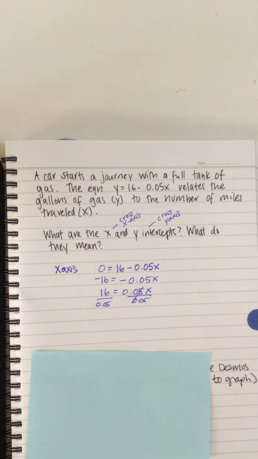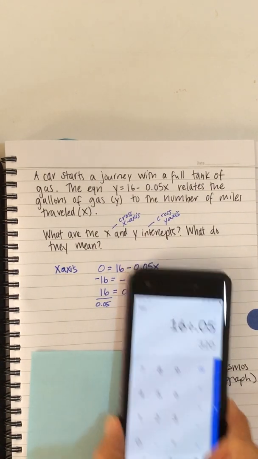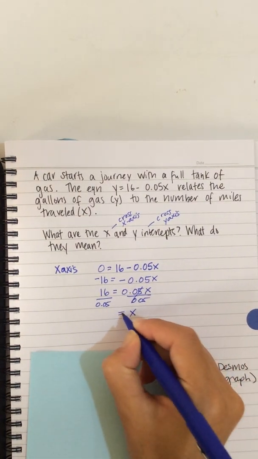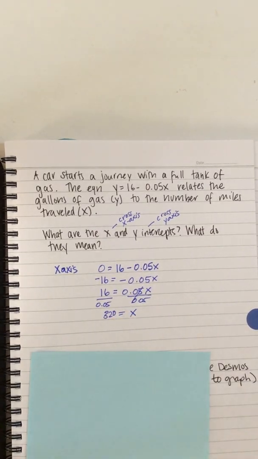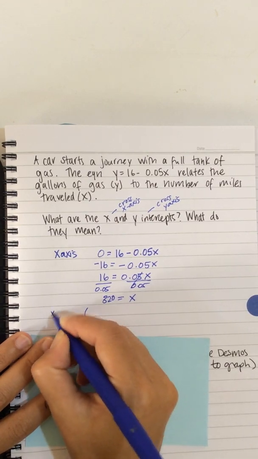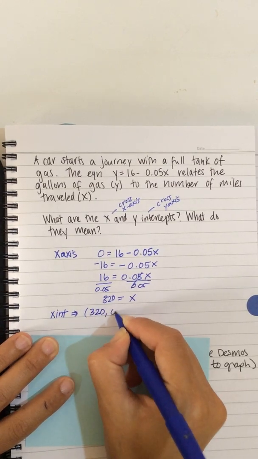And x ends up being, let's write that, I'm going to just use my calculator function so you guys can see real quick. 16 divided by 0.05, 320. Okay, so that means x equals 320. So the x-intercept is the point, I'll write it here. The x-intercept is the point 320, 0.